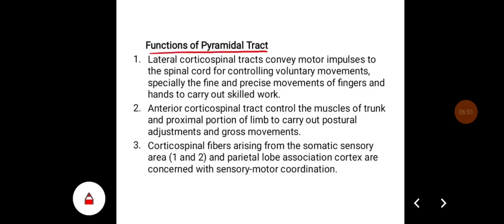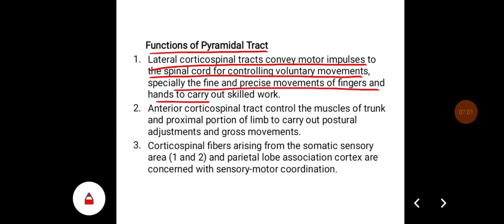Functions of the pyramidal tract. Lateral corticospinal tracts convey the motor impulses to the spinal cord for controlling voluntary movements, especially fine and precise movements of fingers and hands to carry out skilled work. The anterior corticospinal tract controls the muscles of the trunk and proximal portion of the limb to carry out postural adjustments and gross movements.